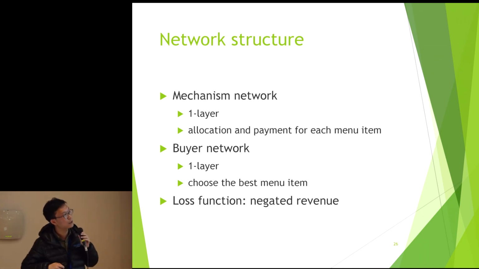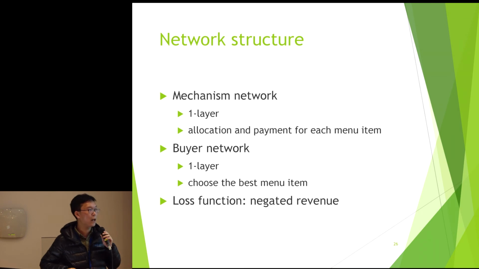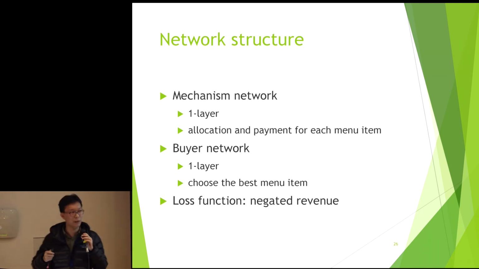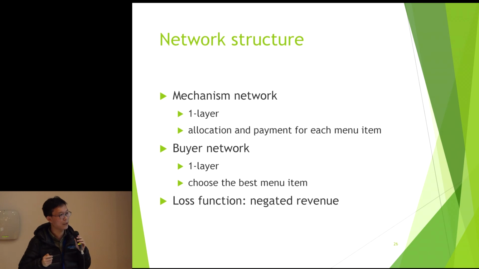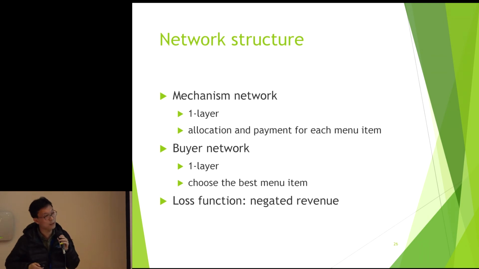So the mechanism network just generates the allocation and payment for each menu item. And then the buyer network just chooses the best menu entry given the menu that is generated by the mechanism network. The loss function for our neural network is the negated revenue because we want to optimize revenue. We don't have any regularization term. We don't use any specific optimization algorithm, just the standard optimization algorithm used to optimize any neural network.